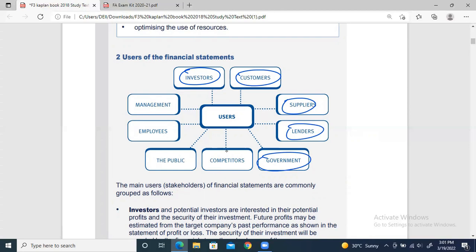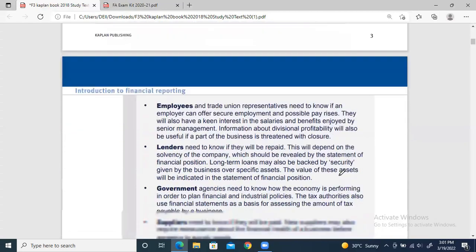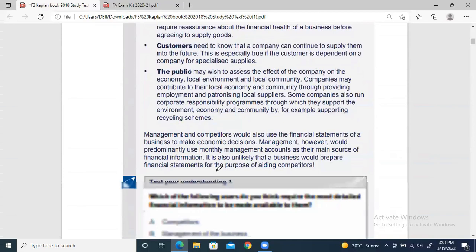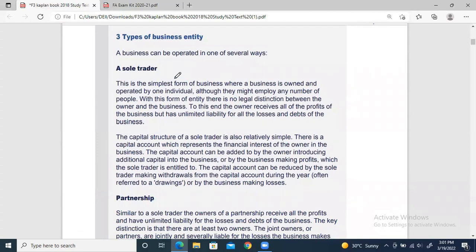Suppliers as well. Suppliers need to know which companies are paying in good time and which companies are paying their suppliers late. And after that, we've got competitors, the public, employees, management. Most of the students have already studied all of these in F1 as well, right? So these are also very simple things. You can read the detail as well. I am not going into much detail because I am coming to the main topics in just a little bit, right? So these are types of business entity, right?